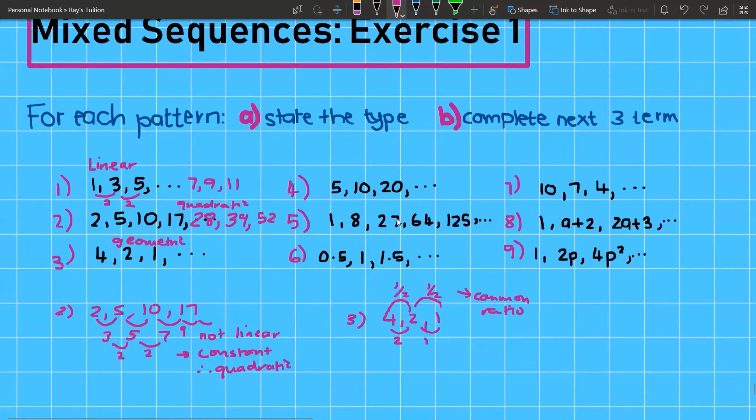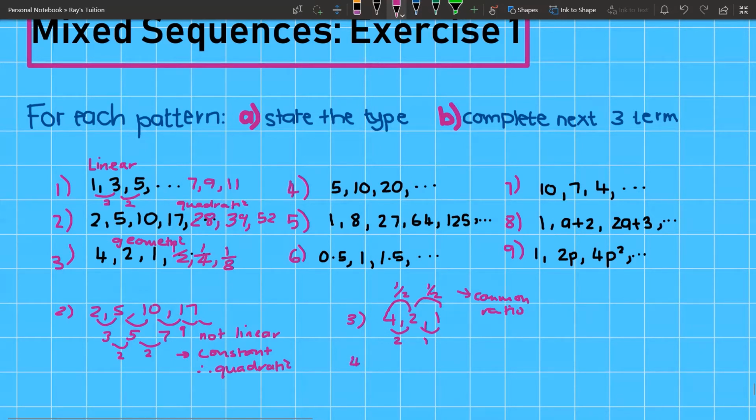And then we're going to go to the next one by multiplying by that common ratio, which is a half. So then the next term should be 1 times a half, which is a half. The next term is a half times a half, which is a quarter. And then the next term is a quarter times a half, which is 1/8. Okay, so let's have a look at the next one.